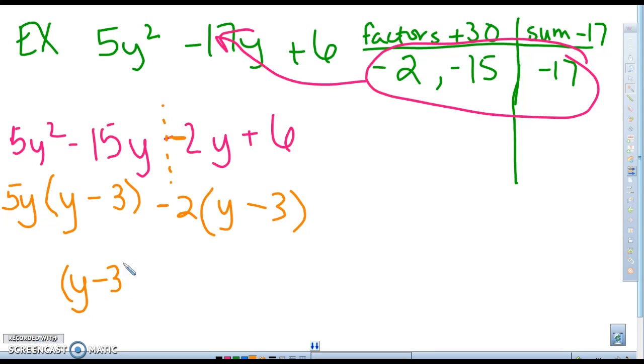So I bring one of them down, y minus 3, and then remember my other term I get to bring is the one that was outside the parentheses, which in this case is 5y minus 2.